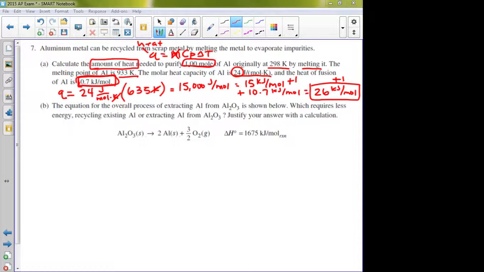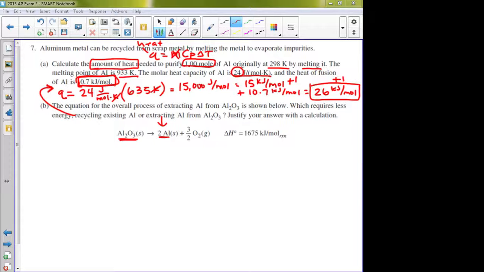All right, B. The equation for the overall process of extracting aluminum from aluminum oxide is shown below. Which requires less energy? Recycling existing aluminum, which we did up there, or extracting aluminum, which we're going to do down here from aluminum oxide. Justify your answer with a calculation. So in this case, they took solid aluminum oxide and got the aluminum out by doing this. Do we see that? Okay.